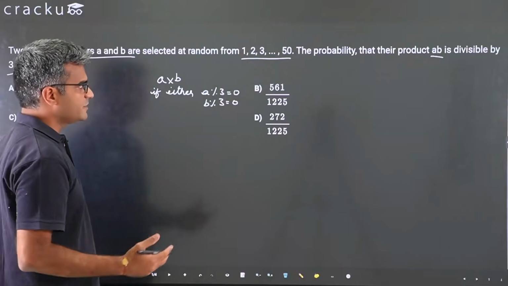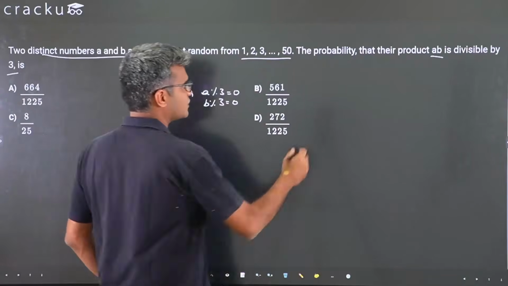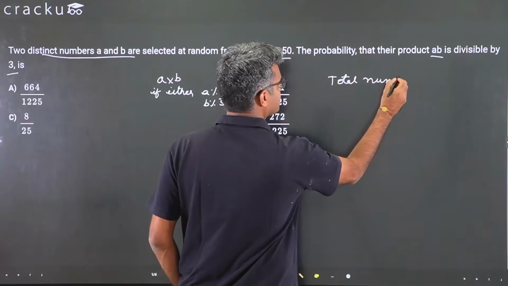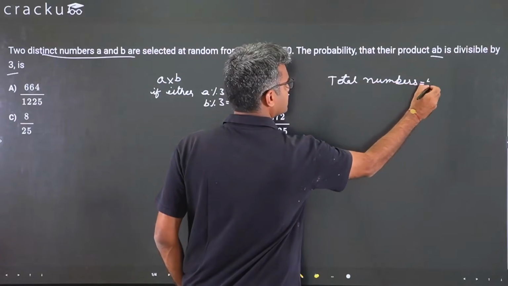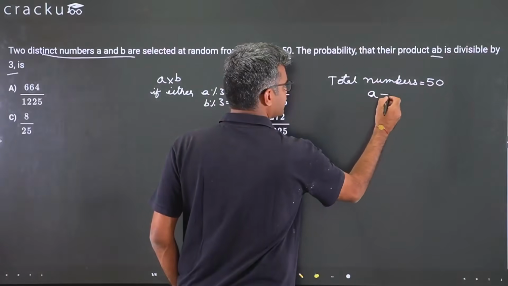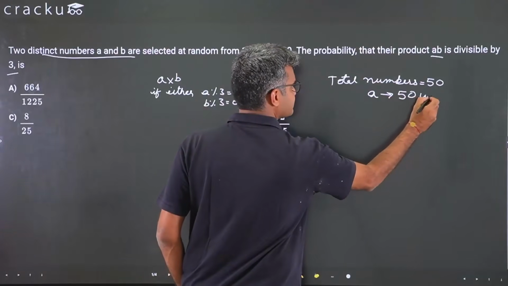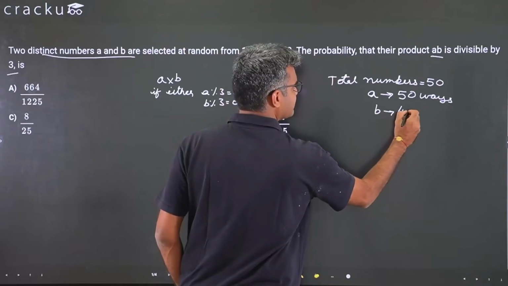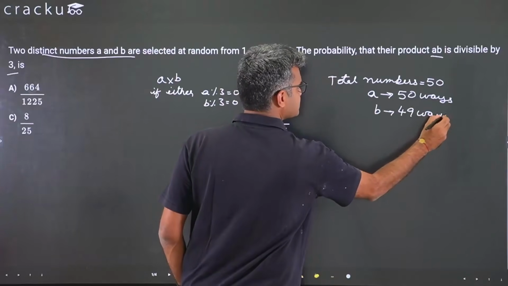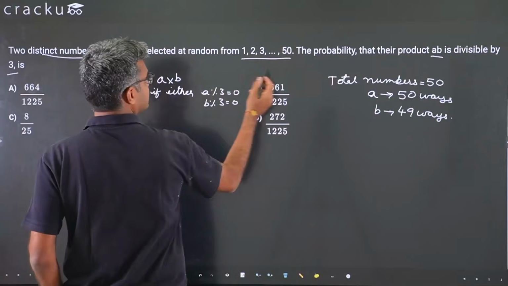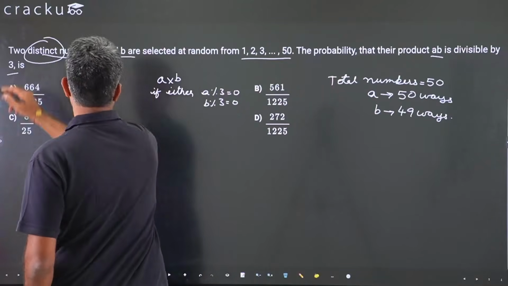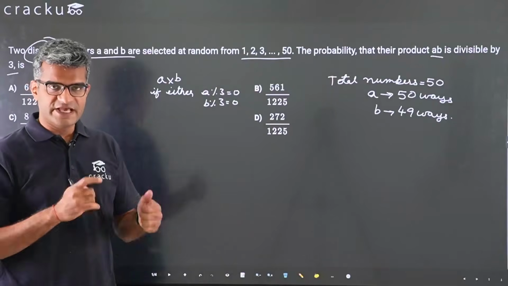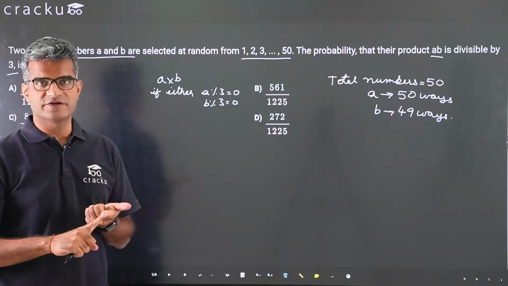Now let us try to find out how many numbers are there from 1 to 50. Obviously, the total number of numbers is 50. In how many ways can A be selected? A can be selected in 50 ways. In how many ways can B be selected? B can be selected in 49 ways because A and B are distinct. Now, let us try to find out the number of ways in which A is not a multiple of 3 and B is not a multiple of 3.